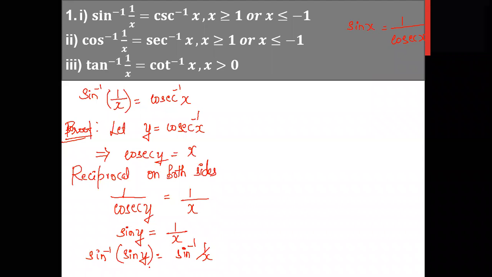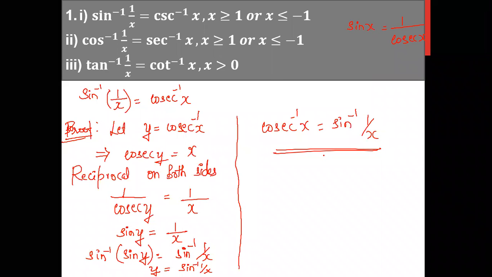Sine inverse of sine y is equal to sine inverse 1 by x. But what is y? Y was cosecant inverse x. So we have proved cosecant inverse x is equal to sine inverse 1 by x. Okay. Hope this was clear.